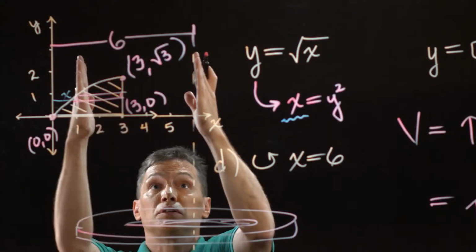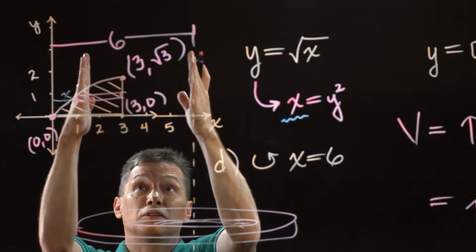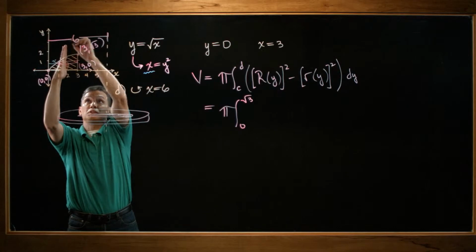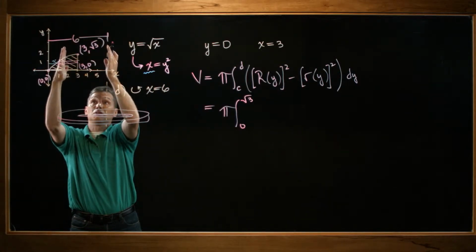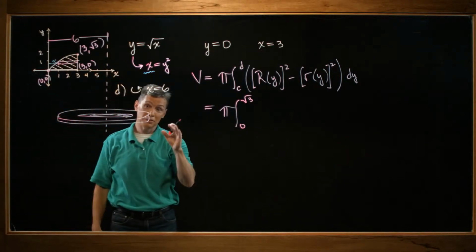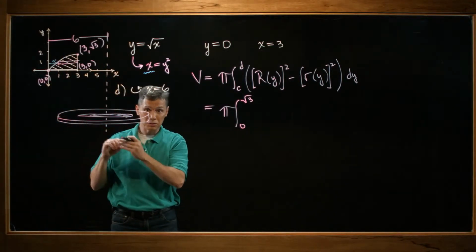So now I want this, where my hands are. And I know 6 here, and I know this little blue x. So I'm going to take 6 and subtract the blue x. That's a hard part to set up. See if you can visualize that.